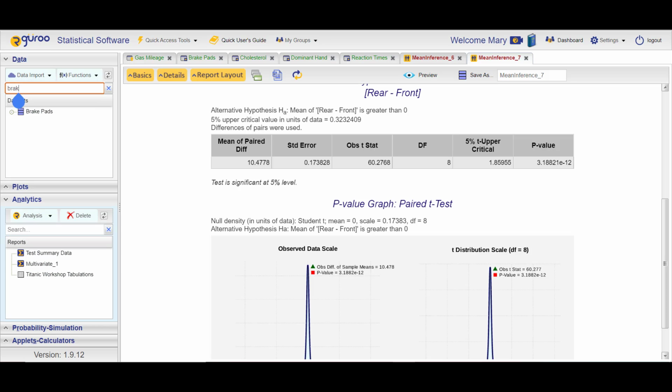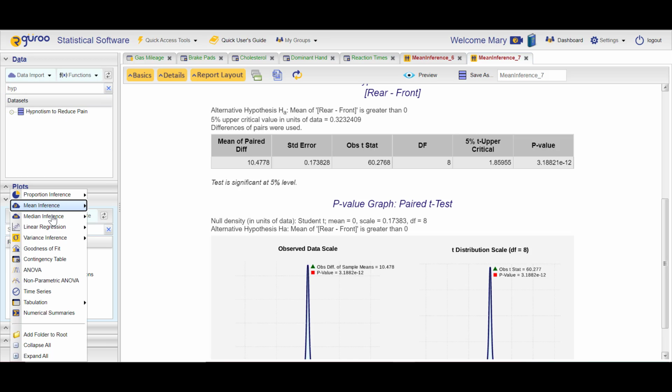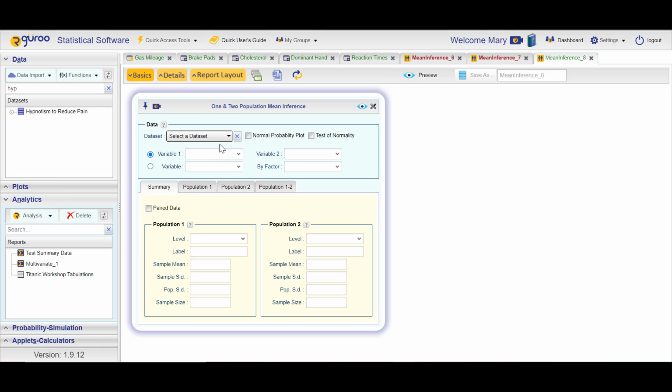All right. So I'm going to go here and type in hypnotism. Now you don't have to do this part if you've already got it. It's just if you type this in here to have this come up, then when we run the mean inference test and I go to choose my data set, you don't see all of your data sets. And for me, I have at least 50 data sets. So rather than trying to scroll and find it, this is a quick way to get it. So hypnotism to reduce pain.